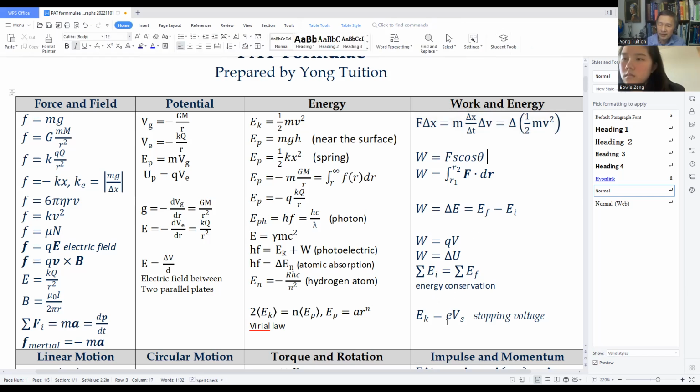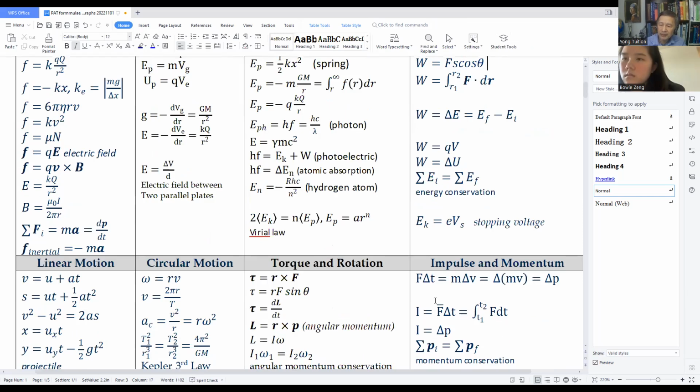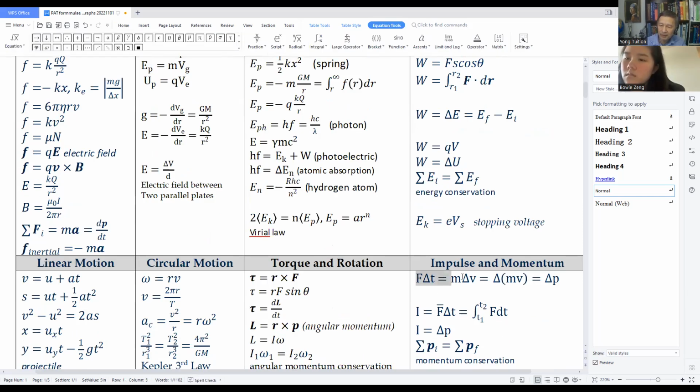Similarly, I talk about the impulse. So I put the impulse law here. What I'm trying to say is that you can derive this from Newton's second law. Okay.